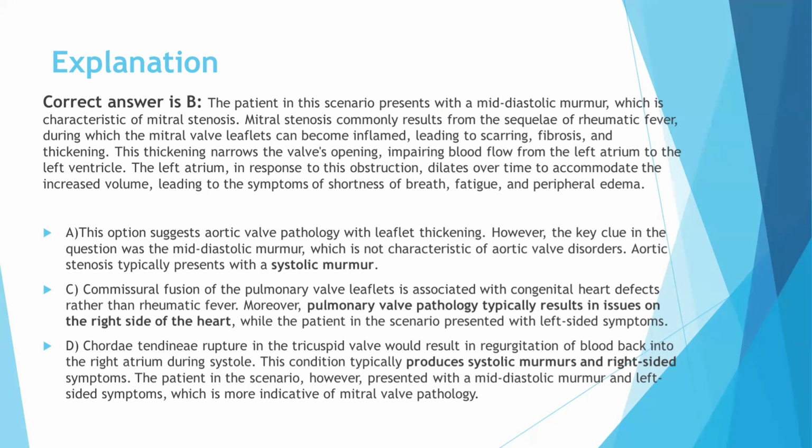Option A suggests aortic valve pathology with leaflet thickening. However, the key clue in the question was the mid-diastolic murmur, which is not characteristic of aortic valve disorders. Aortic stenosis typically presents with a systolic murmur. Commissural fusion of the pulmonary valve leaflets is associated with congenital heart defects rather than rheumatic fever. Also, pulmonary valve pathology typically results in issues of the right side of the heart, so you will generally have hepatomegaly or jugular venous distension. Chordae rupture produces systolic murmurs, which are generally right-sided.